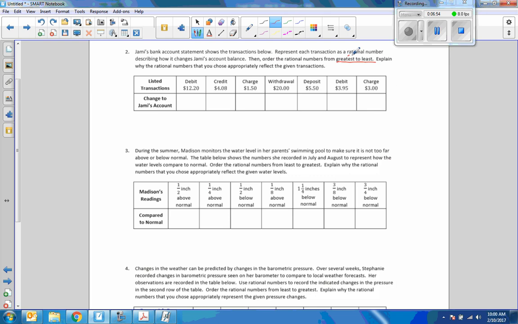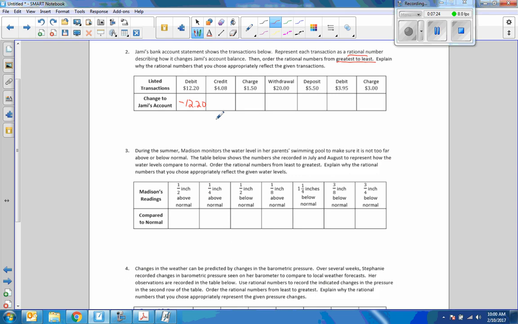So remember, a rational number is a number that can be represented as a decimal or a fraction. So I can write these as decimals. A debit, remember, debiting means you're using money, you're spending money. If you use a debit card, you are spending money. So that's a negative change to your account. And if I purchase $12.20 worth of groceries and I swipe my debit card, then it is going to take $12.20 out of my account.